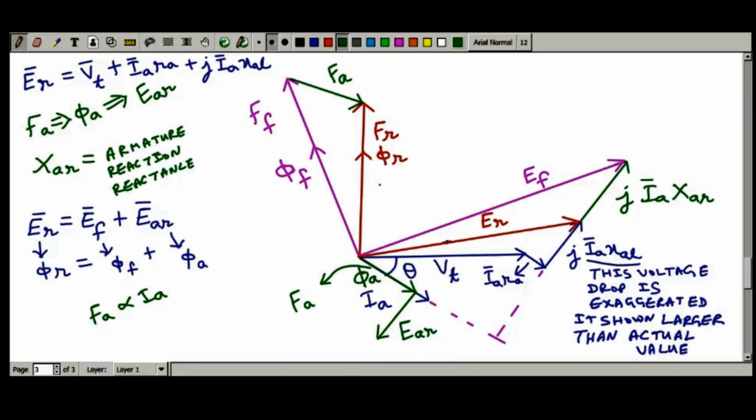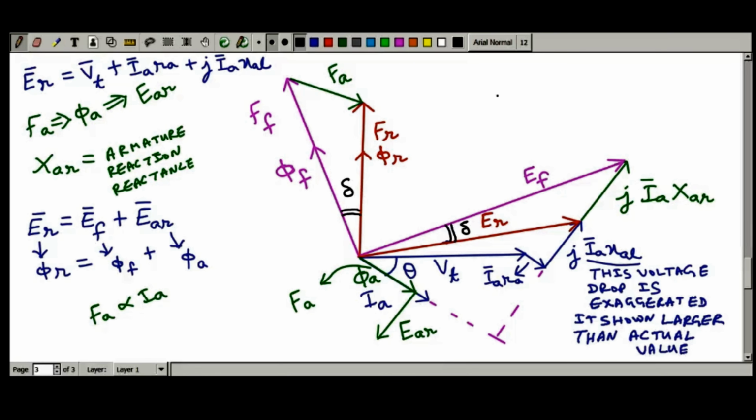Now what further you can find over here, and it is important, is that whatever is the angle between FF and FR, that angle has to be the same between EF and ER. So these two angles are equal. If this angle is delta, this angle will also be delta. Delta is known as the torque angle or the load angle.